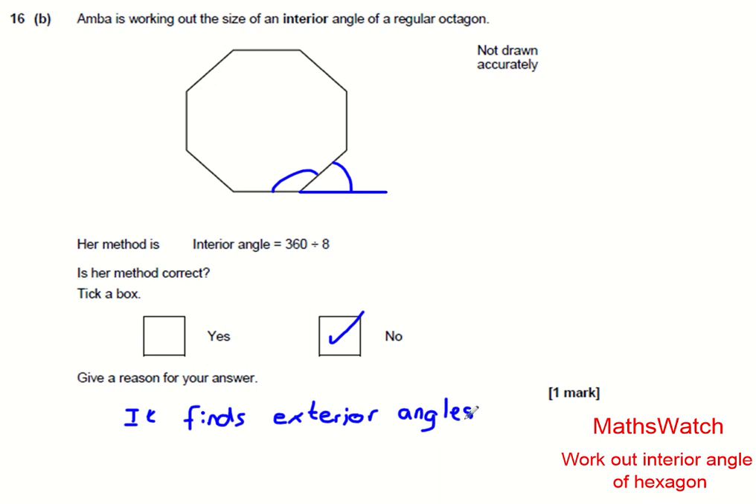In order to find the interior angle, she would need to do 360 divided by 8 to work out this. So 360 divided by 8 is 45. And then we would do 180 minus that 45 to work out that angle.